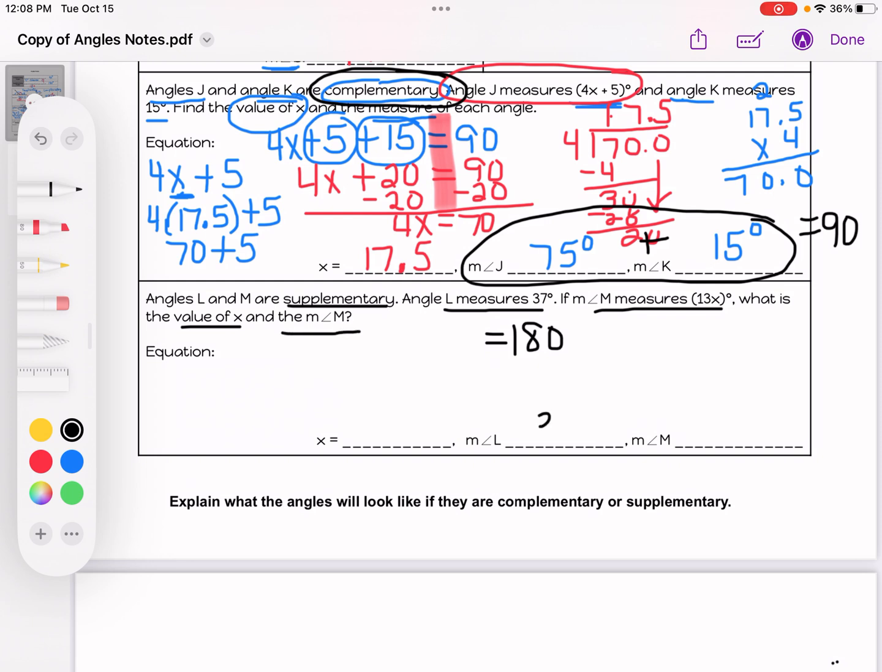So we already know L. And you may already be thinking, well, Miss Adams, we can just get this really easy. But remember, I told you, it's very important that we can set up the equation. So angle L is 37 plus angle M, which is 13x. We have to be able to generate that equation. Basic two-step equation here. So let's solve it. Let's cancel out our constant of 37.